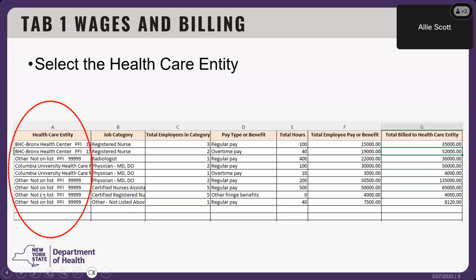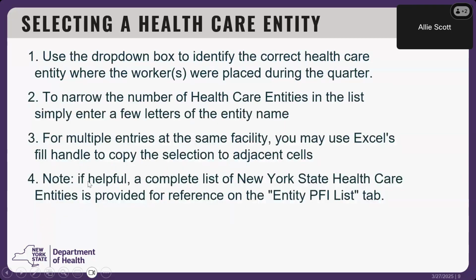And if that still doesn't work, you can always choose the other not on list PFI 99999 option if you are unable to identify the healthcare entity. Okay, again, this just puts into words what I just recently stated.